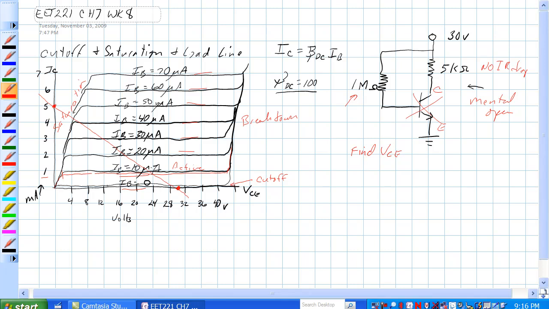So let's find out how much current is flowing from collector to emitter. If beta DC is equal to 100, then we need to find IB. So IB is equal to VCC divided by, oh gosh, it's not VCC, is it? It's the voltage from here to here.